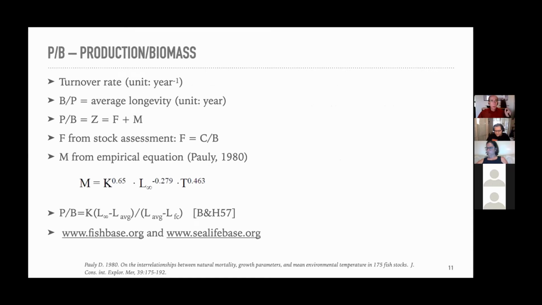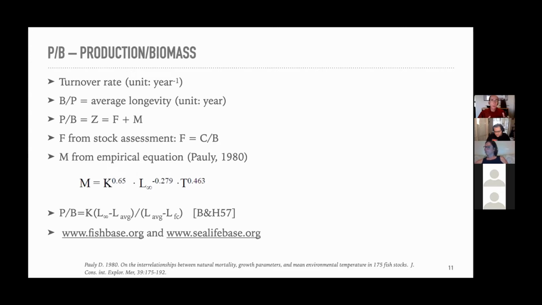P over B, we have a lot of information. That's the total mortality rate. That's what you get from assessments. The one thing I want to emphasize about turnover rate is, if you invert it, again, because units are important, the unit is per year for P over B. But if you invert it, so you take biomass over production, you get the average longevity, and it has a unit of year. So that number tells you how long an average animal lives in my system.